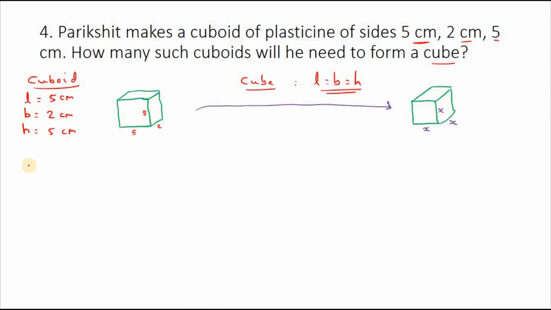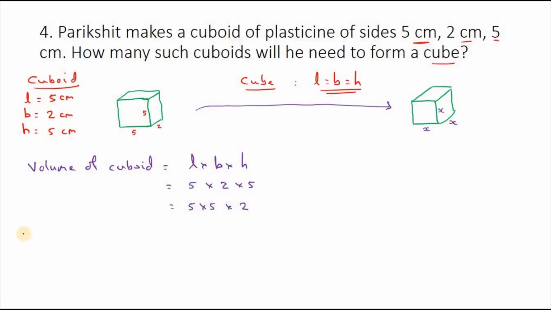So if I find the volume of a cuboid, the volume of a cuboid is nothing but length into breadth into height. What is length up here? 5. Breadth is 2 and height is 5. In a cuboid the measures are different, but if I want to make a cube, I have to get all sides equal. So you can see I have 5 two times and 2 comes one time.